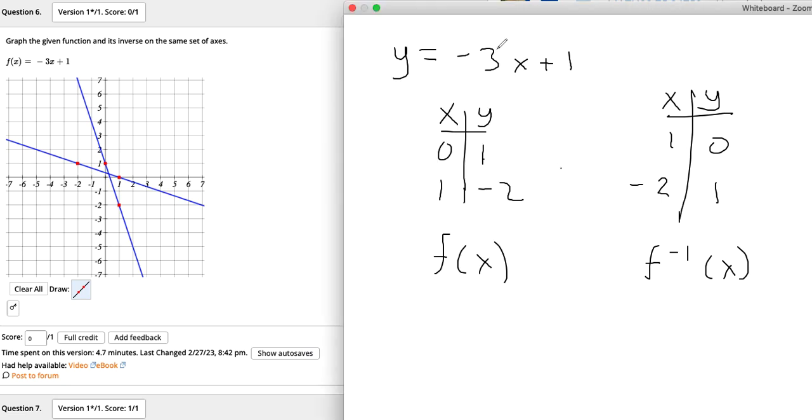But in terms of getting it graphed, graph the easy one, and even if it had me find the inverse, it would have been a much harder looking problem than this to graph. I would still just graph the easiest one and then flip the points for the second.